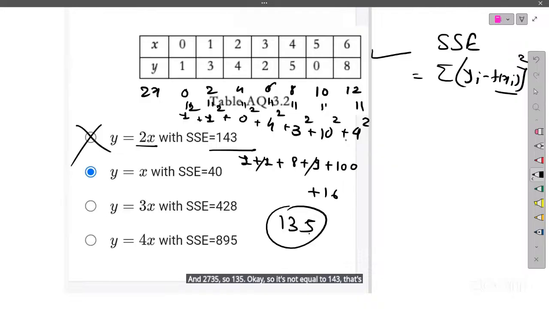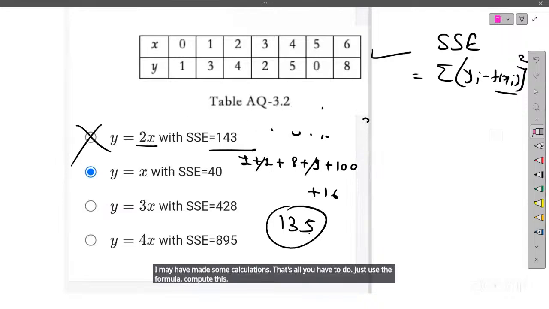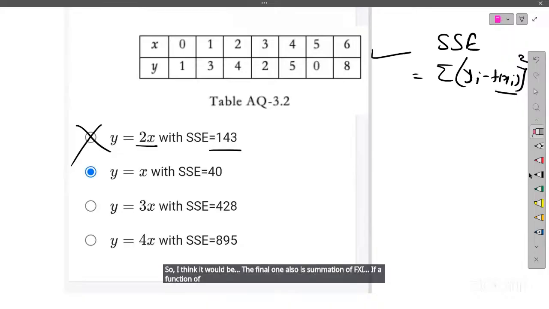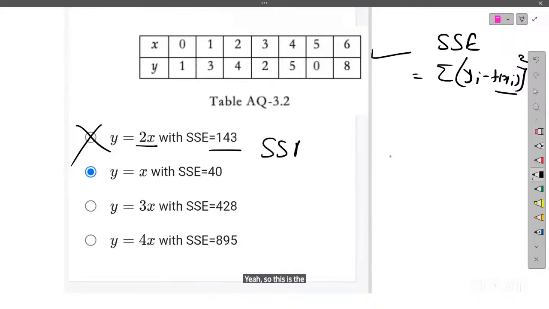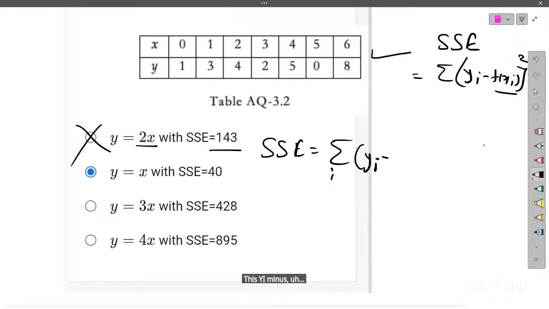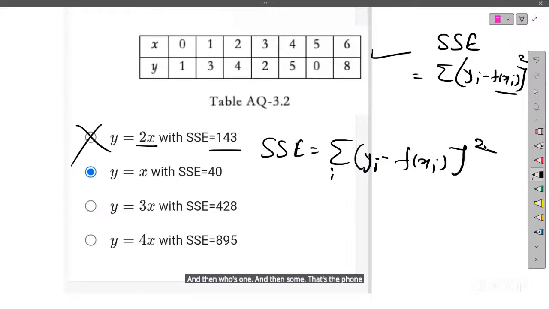That's why this option is incorrect. I may have made some calculation mistakes. That's how you have to do it: just use the formula and compute the SSE. I think the formula should be the summation of f of xi minus yi, whole square. Yes, this is the formula. SSE is the summation, for the number of data points you have, of yi minus f of xi, whole square, and then sum. This is your xi, this is your yi, and from the expression you can get f of xi.